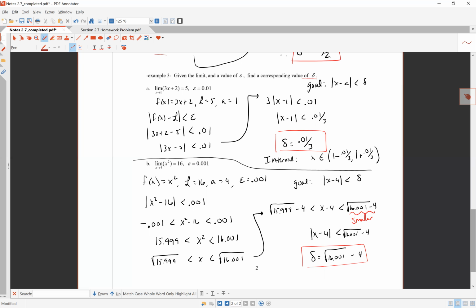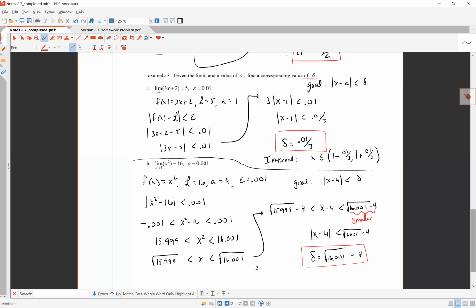We want to show that we can get as close to 16 as we want. If we make x sufficiently close to 4, the absolute value of x squared minus 16 is going to be less than epsilon. In this case, let's choose epsilon equal to 0.001. If you go a little bit to the left of 4 or a little bit to the right of 4, f of x minus 16 will be less than 0.001.